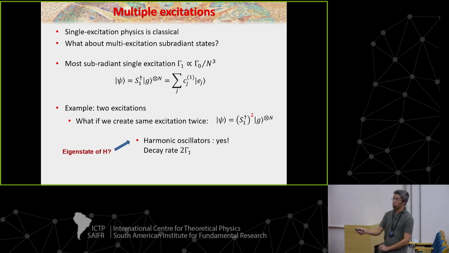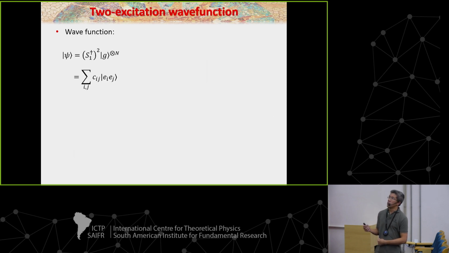If we're talking about harmonic oscillators, the answer is yes. 2 excitations would then simply have a decay rate that's twice that of a single excitation. For a harmonic oscillator, if you have 10 phonons versus 1, the 10 phonons, of course, dissipate 10 times faster. But since we're talking about spins, 2-level systems, it's not an eigenstate.